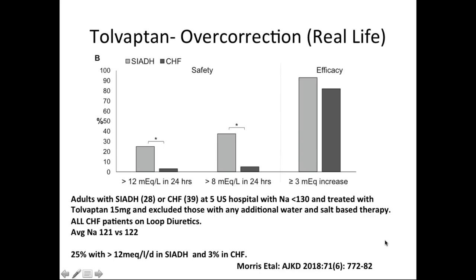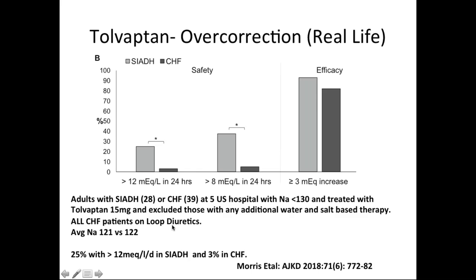So then we look at a study which was done in the US, published in 2018 in the American Journal of Kidney Disease, where they looked at 5 US hospitals and combined their data to look retrospectively at patients who had SIADH or heart failure, 28 in the SIADH group and 39 in the heart failure group, who had a sodium less than 130 and were treated with tolvaptan 15 milligrams. They excluded any patients who had additional fluid restriction or any salt tablets. So those patients who were on fluid restriction and salt tablets while tolvaptan was given were excluded from the study.